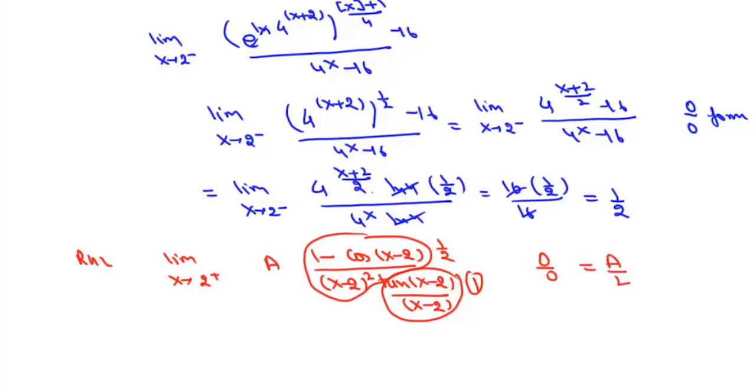Now since this function is continuous at x equal to 2, then left hand limit, which is 1 by 2, must be equal to its right hand limit, and it must be equal to its function value at 2. So here value of a is 1 and value of f(2) must be 1 by 2.